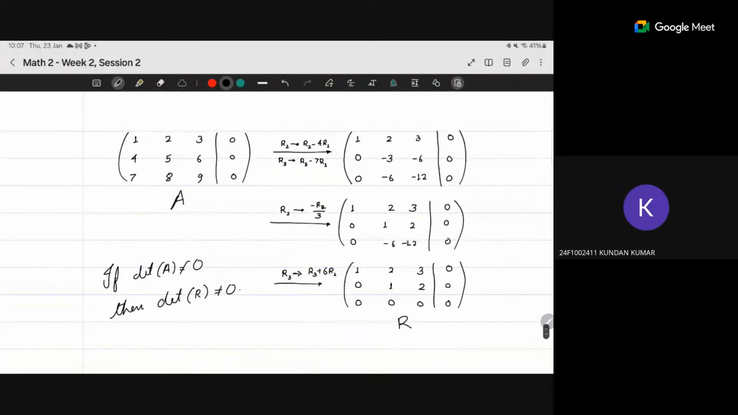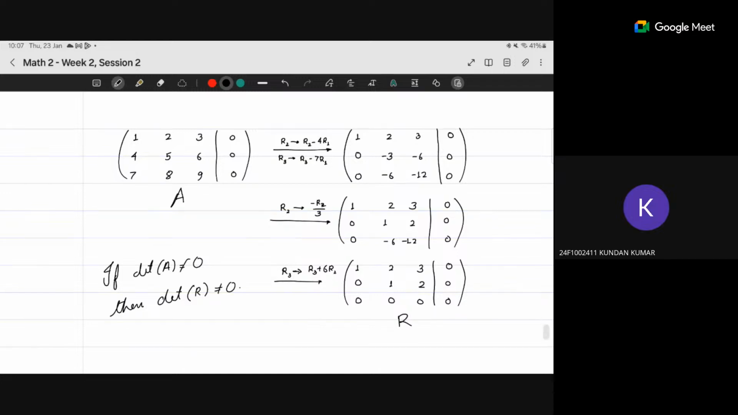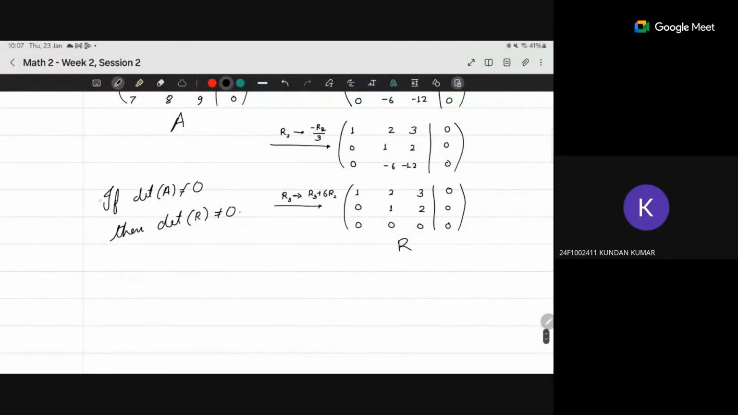If determinant of A is 0, then the determinant of R will also be 0. Why? Because if you multiply a row by t, your determinant gets multiplied by t. So 0 remains 0. If you swap rows, you'll get a minus sign. Minus of 0 is 0. And if you add constant multiples of one row to another, the determinant doesn't change anyway. So the determinant is unchanged. This is both ways, so determinant of A is 0 if and only if determinant of R is 0.